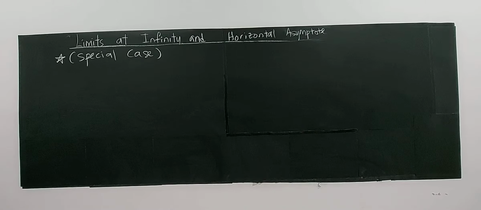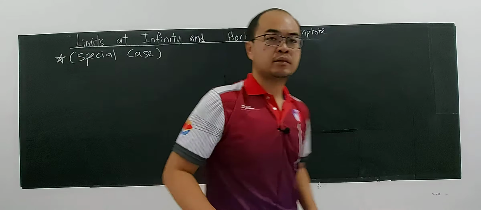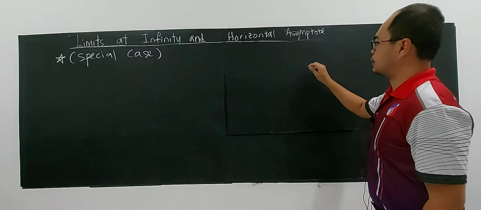Alright, now we have this video, and in this video I am also going to talk about limits at infinity and horizontal asymptotes, but this is a special case. Before we talk about what type of limits we consider a special case, I have to introduce you to these techniques. So you have to understand this.